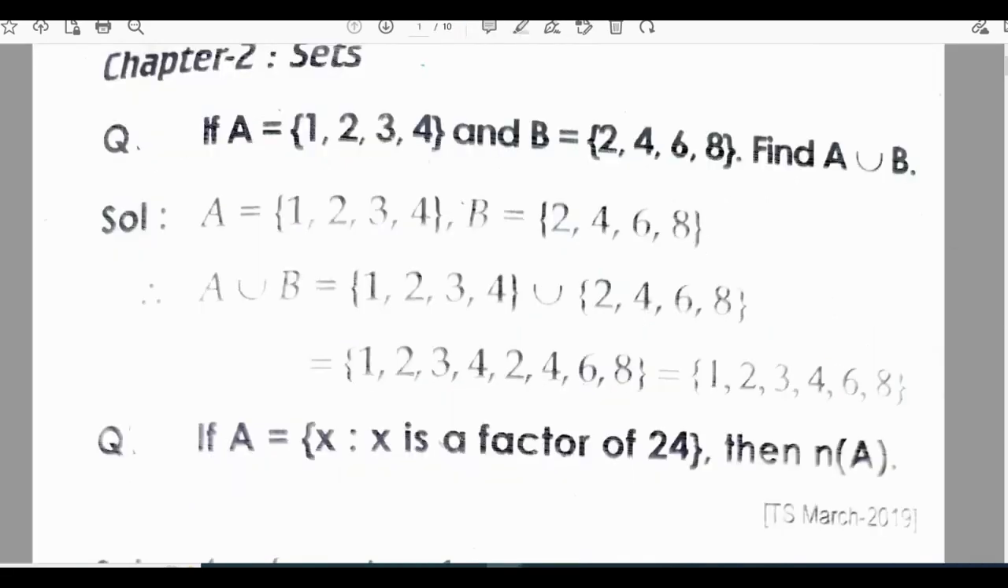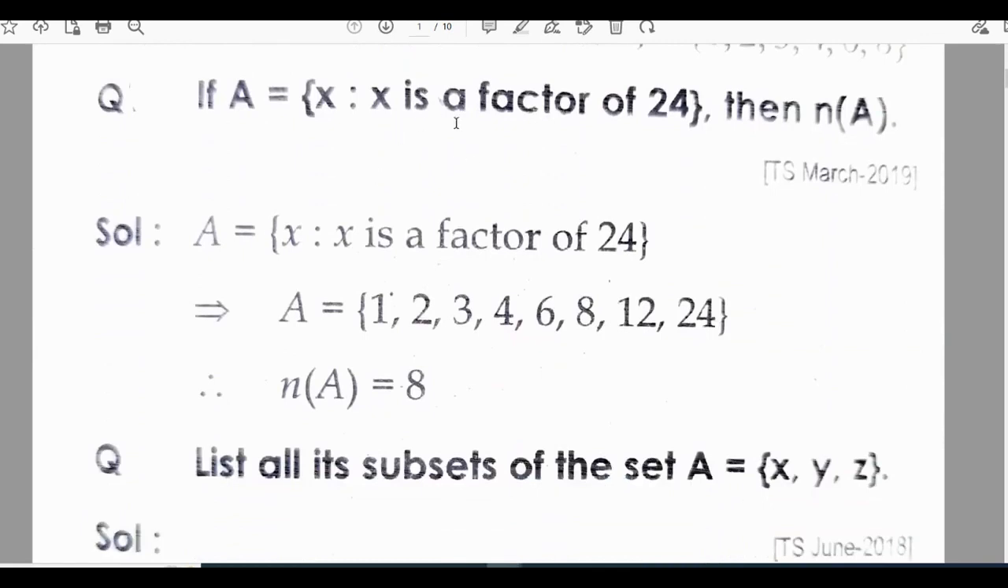We'll see other important questions with answers. A is equal to 1, 2, 3, 4. B is equal to 2, 4, 6, 8. Find A union B. A union B means the elements in both the sets, but make sure elements should not be repeated. So 1, 2, 3, 4, 6, 8 is A union B.